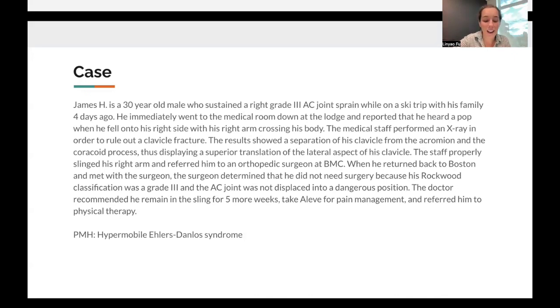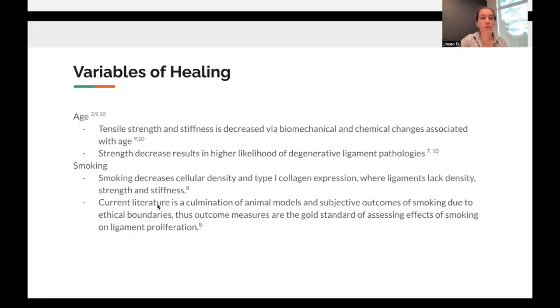All right. And I'll move on to understanding the variables of healing that go with this case and with our injury. So variables of healing, we have age and smoking. Both of these decrease the tensile strength and the stiffness of the ligament. And so as there's less tensile strength and less stiffness, there's a higher likelihood for either degenerative or just in general issues with healing.